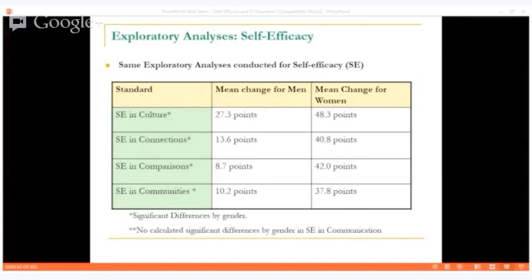Self-efficacy in connections, 13 points, but a 40.8-point change for women. Self-efficacy in comparisons, 8 points, 42-point mean change. Self-efficacy in communities, 10-point change for men and 37.8 change for women. Now, what was interesting is that their perceived self-efficacy was not different, but the mean change was different. That makes sense. So this was something we were interested in exploring, and if we were to do a qualitative follow-up study with interviews with the men and women, we would have been able to find more information, and I think that still should and could be done.